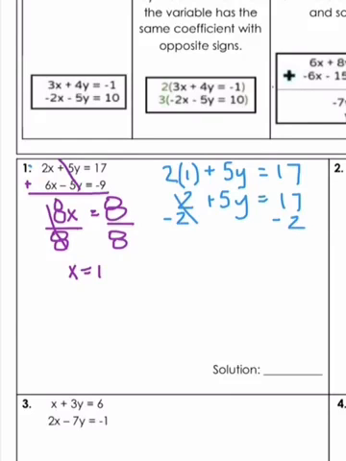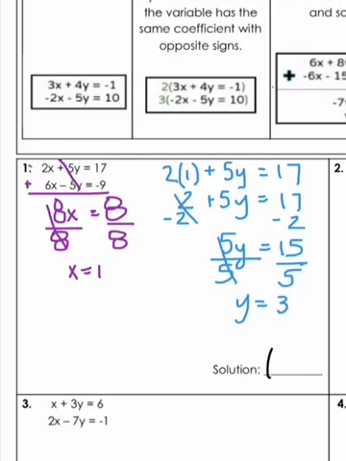We need to get the y by itself and divide by 5. So the y value, 15 divided by 5, is 3. So our solution that we're going to write for this problem is going to be 1 for the x value and 3 for the y value.